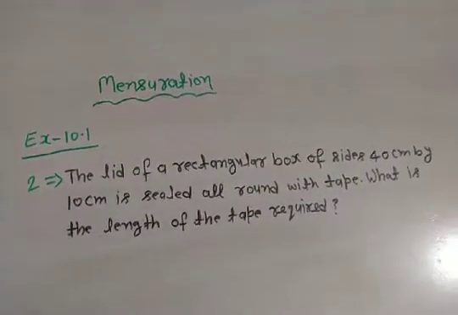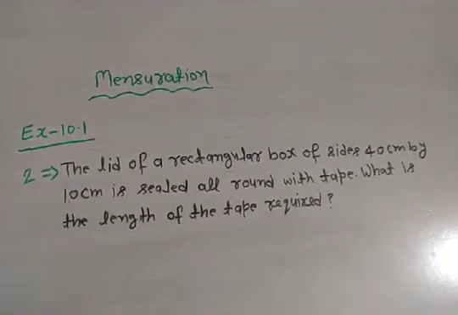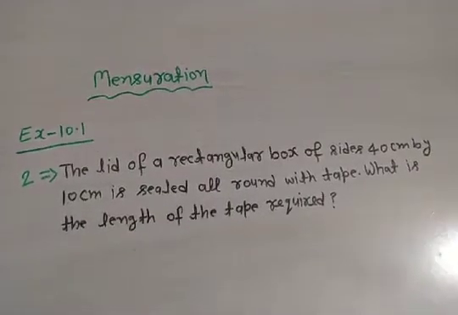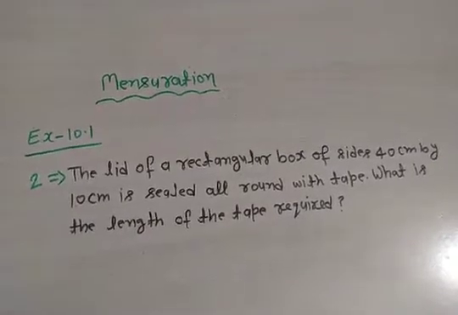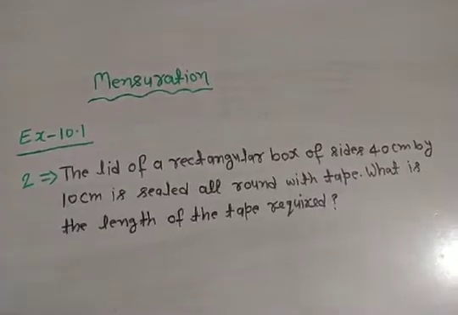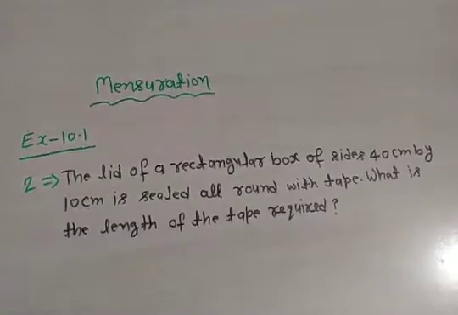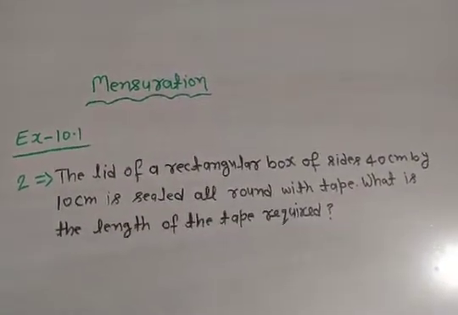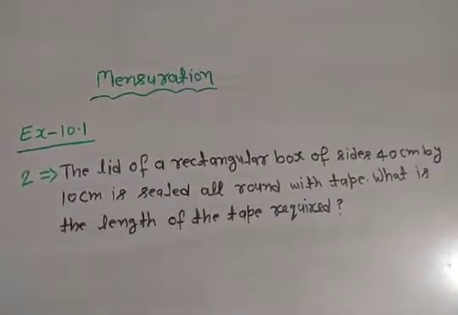We know that the perimeter of a rectangle is 2 into length plus breadth. Here the length is given as 40 centimeters and the breadth is 10 centimeters. We put the values of length and breadth in the formula of perimeter, which is equal to 2 into (length plus breadth), and this is also equal to the length of tape required. Now we are going to solve. Let's see how to solve it.